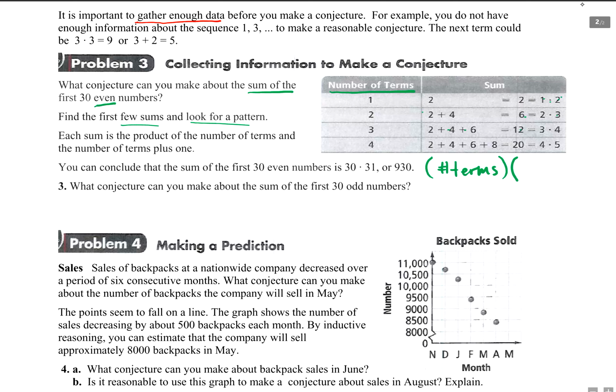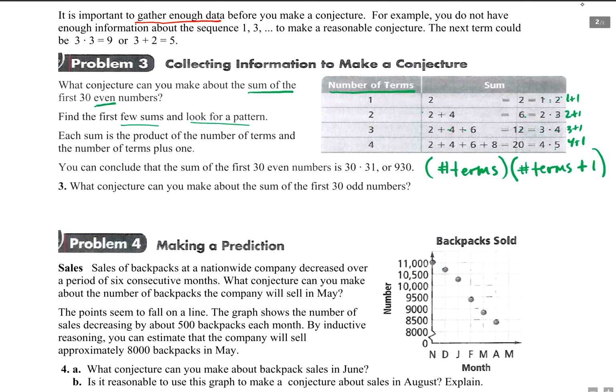times, and where does this number come from? Well, that's the number of terms plus 1, right? 1 times 1 plus 1. 2, this is just 2 plus 1. 1 plus 1, 2 plus 1, 3 plus 1, 4 plus 1. So our pattern is the number of terms times terms plus 1.